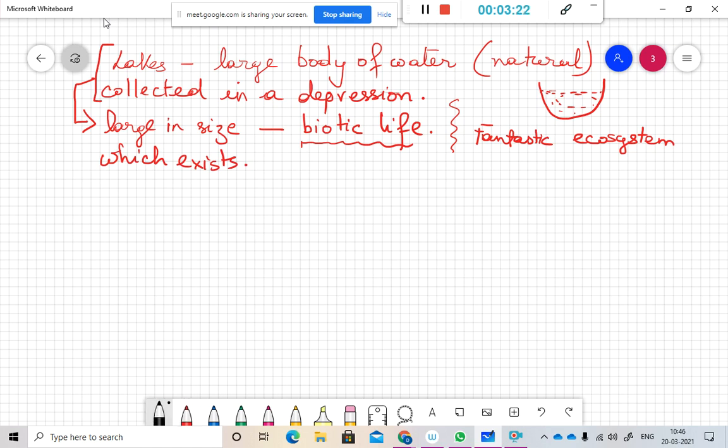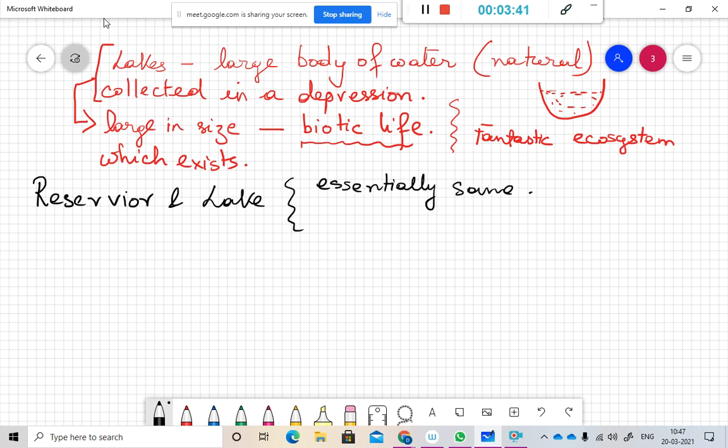Now there is a difference between a reservoir and a lake. Lake and reservoir are essentially the same. But a reservoir is man-made.